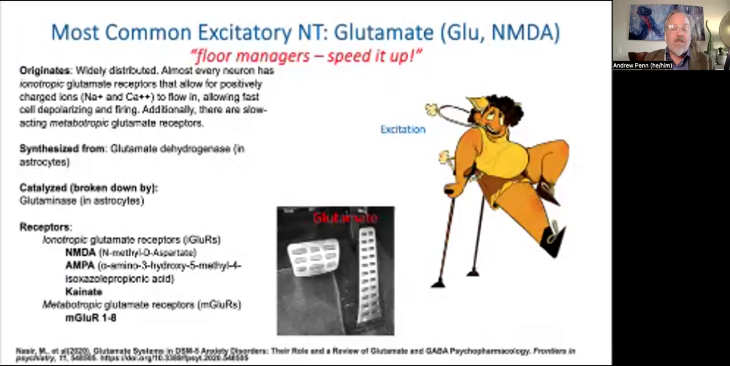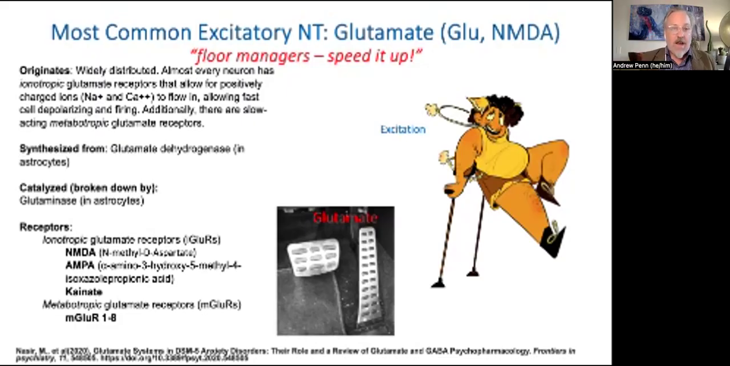So glutamate is the most common excitatory neurotransmitter. We can think of this as kind of the floor manager, like, okay, speed it up. We can also think of it as the gas pedal in the brain. And there are a couple different types of glutamate receptors. There are those ionotropic glutamate receptors that we already talked about. These are the ones that allow positively charged ions, usually sodium or calcium, to flow in, which allows that cell to move towards depolarization. That's that speeding it up, moving it towards an action potential.